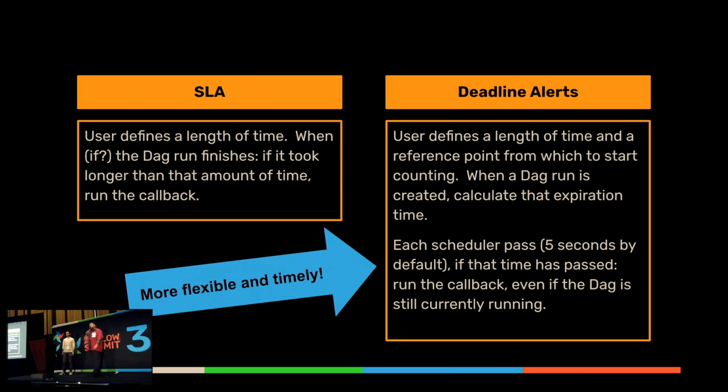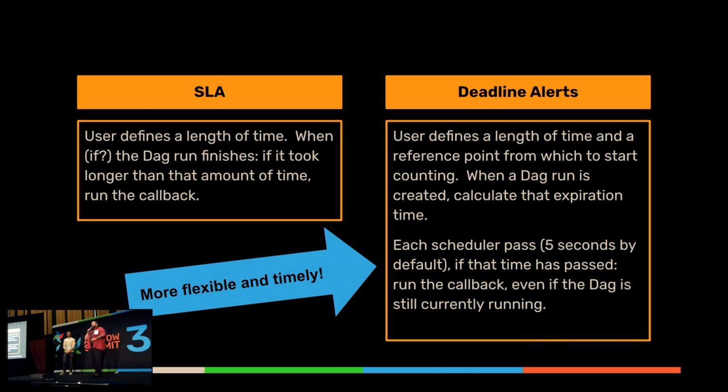Deadline alerts, the way they work is you pick what we're calling a reference time, an interval, and a callback. So Ramit will go into these in a lot more detail. I'm giving the overview here. The reference time is when you start counting from. Your interval is how long to count. And then the callback is what you do. So for example, you can say, if this doesn't finish 30 minutes after it's queued, I need an email.